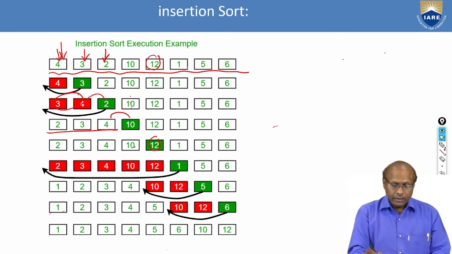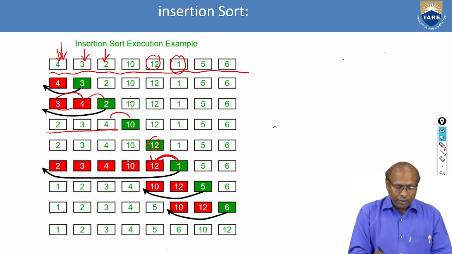Next element is 1. When 1 comes, compare 1 with its previous element. Previous element is 12. Now 12 is greater, so 1 and 12 will be interchanged. So 1 will come here. Again compare 1 with 10. So 1 will come here, 10 will come here. Again compare 1 with 4. 1 is smaller, so interchange. So 4 will come here, 1 will come here.